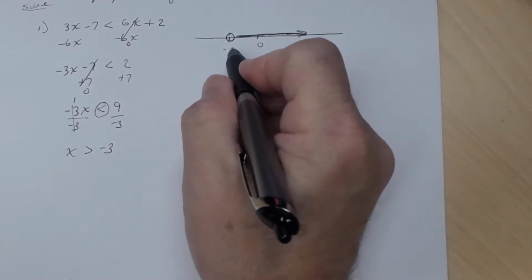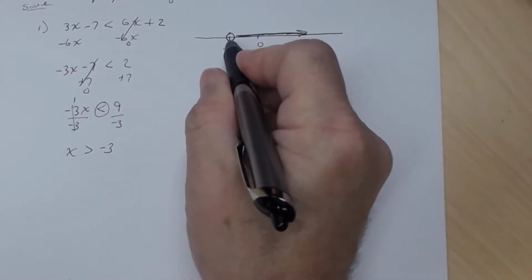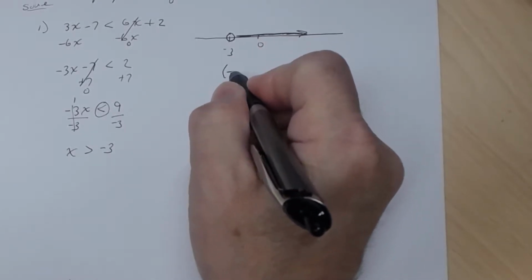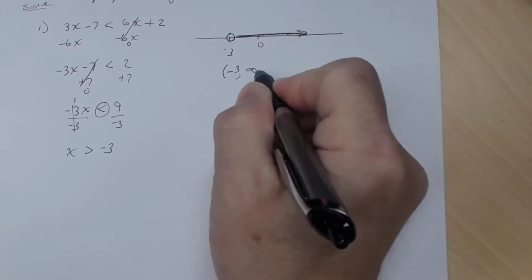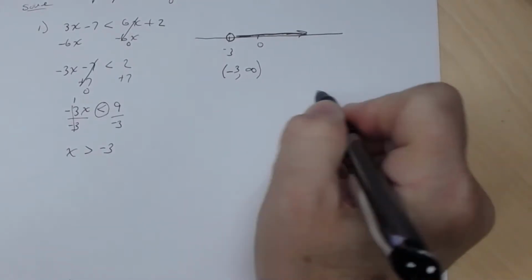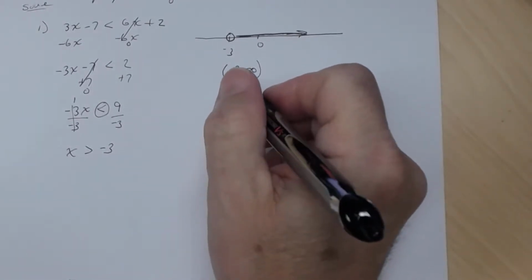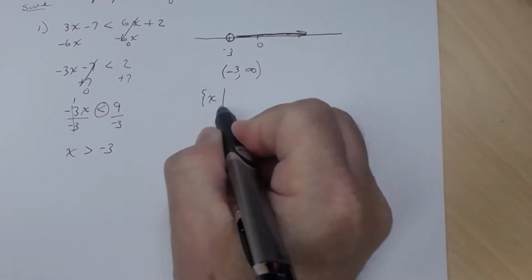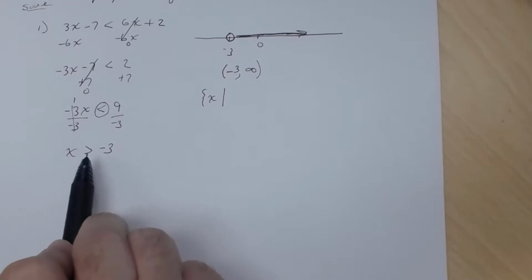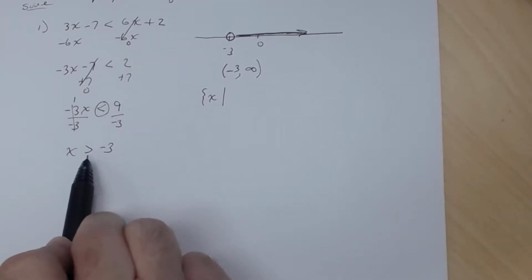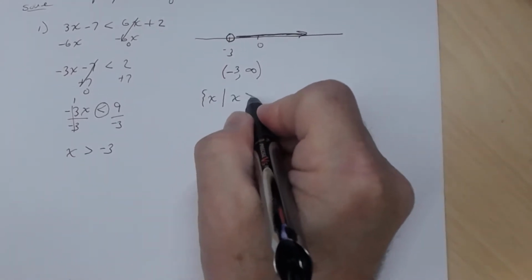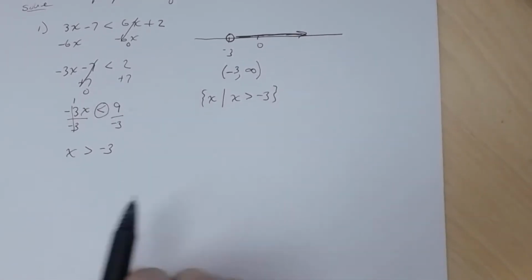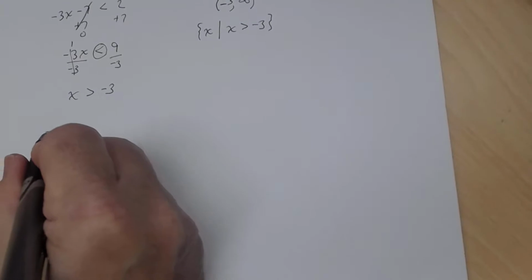In terms of interval notation, remember open circle, negative 3 is not a solution, so use parentheses: negative 3, comma, infinity, parentheses. And if they ask you to write this in set notation, you say the set of x's such that x is greater than negative 3. And then don't forget to close your set. All right, so that was number 1.